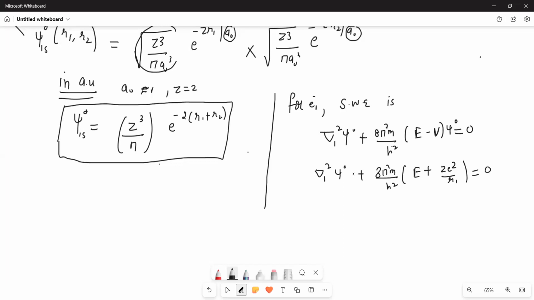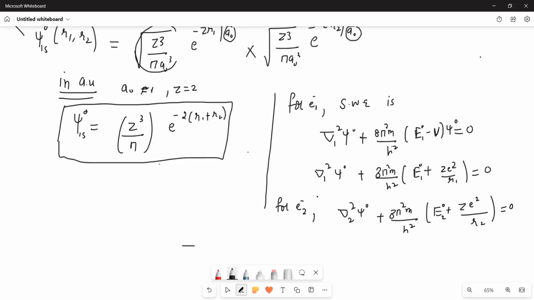Similarly, we can write this same equation for electron 2 also. That will be equal to del 2 square psi naught plus 8 pi square m upon h square E plus, here we have to mention E naught 1 and E naught 2, which are the energies of electron 1 and electron 2, Z square upon R2 equals 0. I hope these two equations are clear.